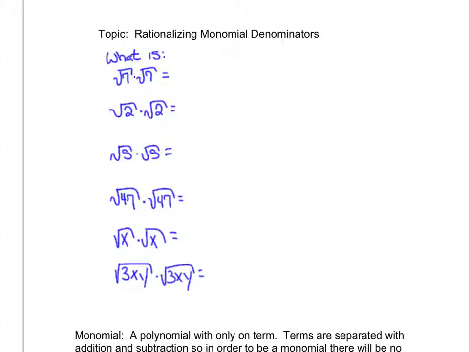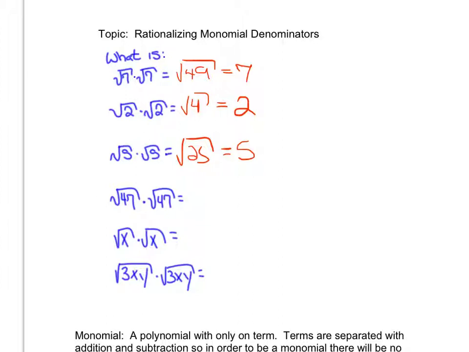Before I get into this new topic and explain how it works, I want to take a step back and do some review with radicals, and I'll talk more about why after. This should be pretty basic for you. Square root of 7 times square root of 7 is square root of 49, which is just 7. Square root of 2 times square root of 2 is square root of 4, which is just 2. Square root of 5 times square root of 5 is 25, which is just 5.